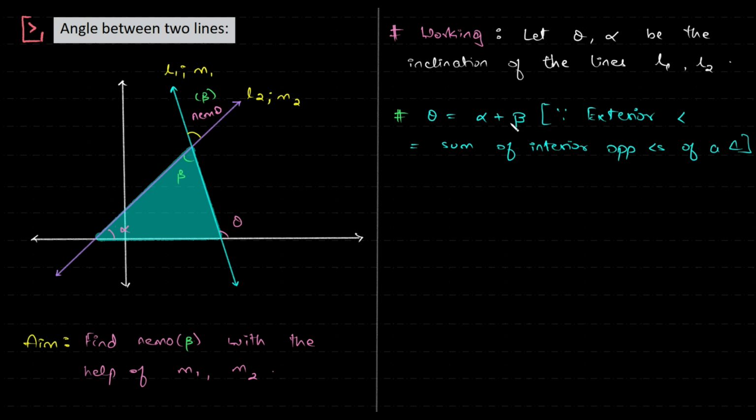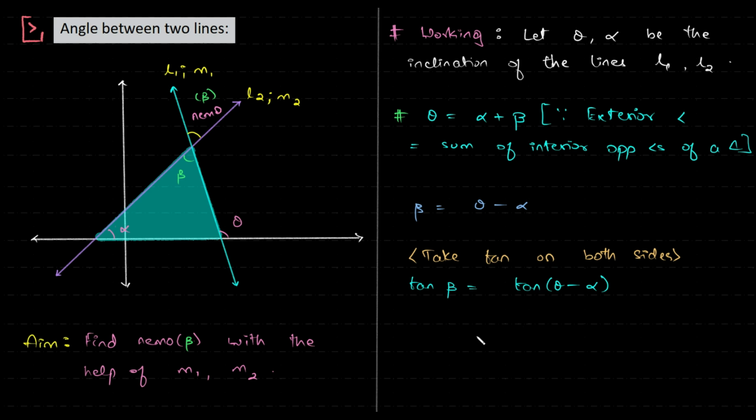Now we are trying to express beta in terms of M1 and M2. So what I have to do is re-express so that we have beta alone. So beta is theta minus alpha, right? I'm just rearranging basically. Next, you're going to take tan on both sides. So we have tan of beta is equal to tan of theta minus alpha.